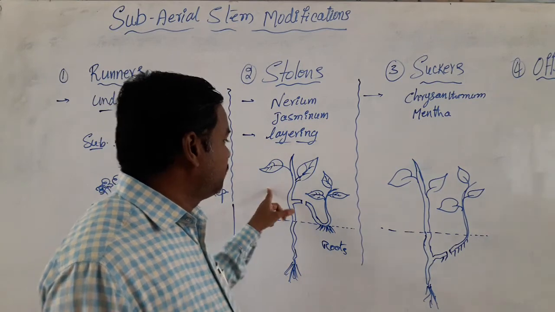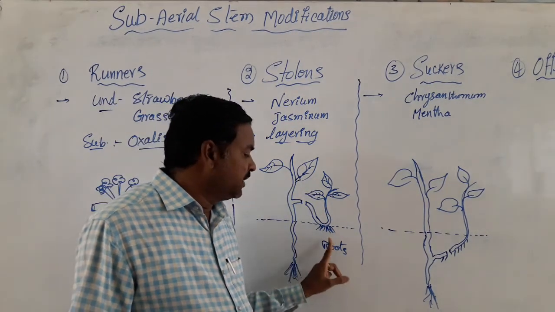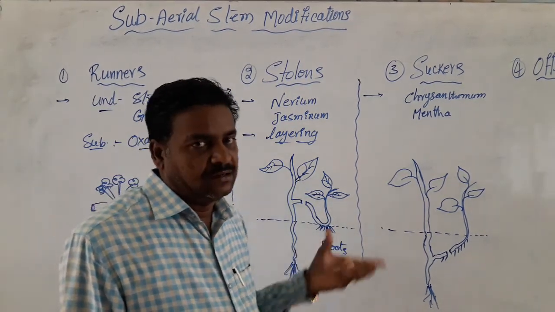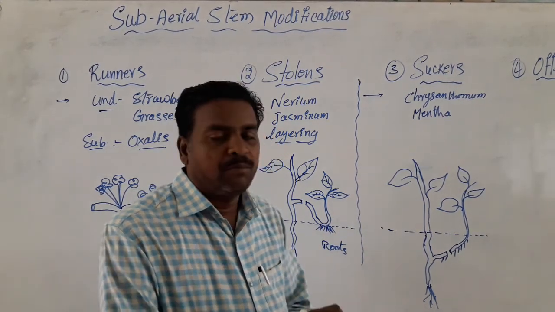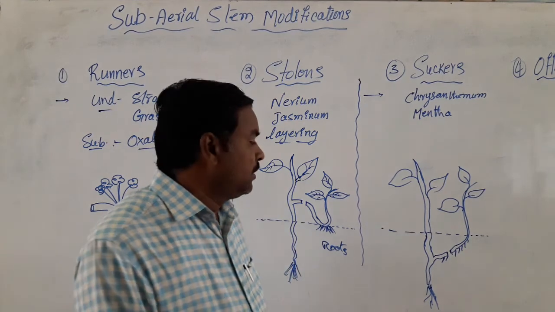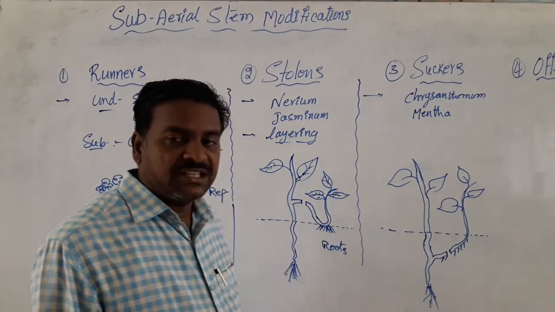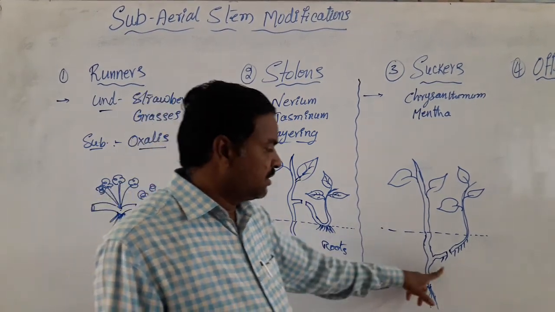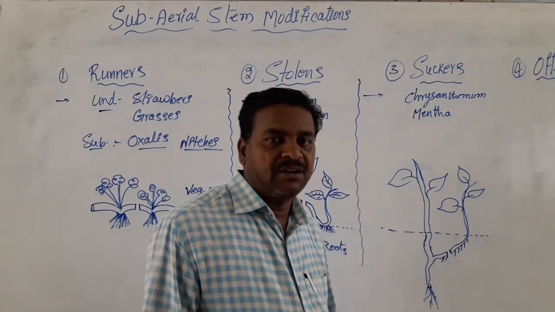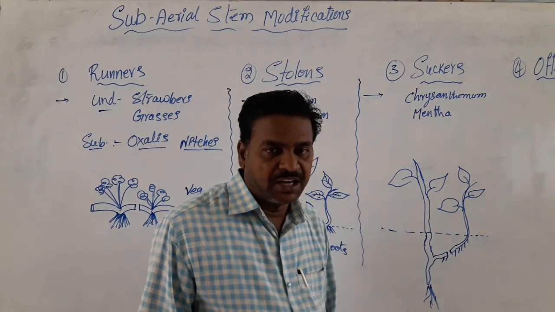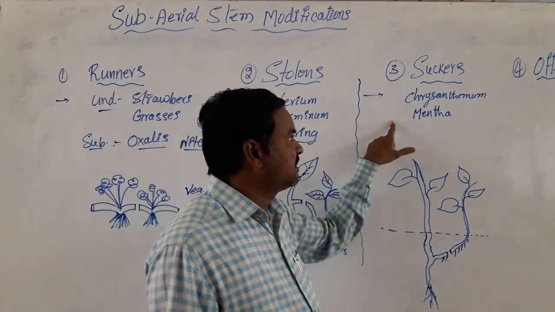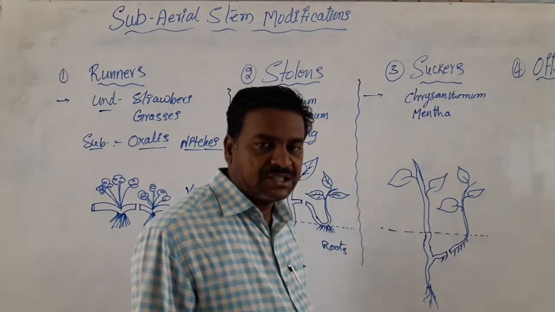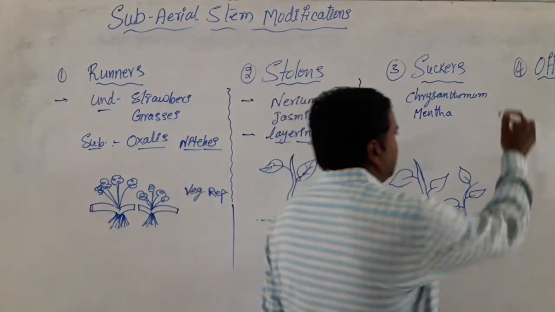Stolons arch downwardly. They grow obliquely in a positively geotropic manner, but suckers develop in a positively phototropic manner. Stolons contain root systems only where they touch the soil. Suckers contain a number of roots along the entire length of the branch present inside the soil. Examples for stolons are Nerium and jasmine, and examples for suckers are Mentha viridis and Chrysanthemum indicum.